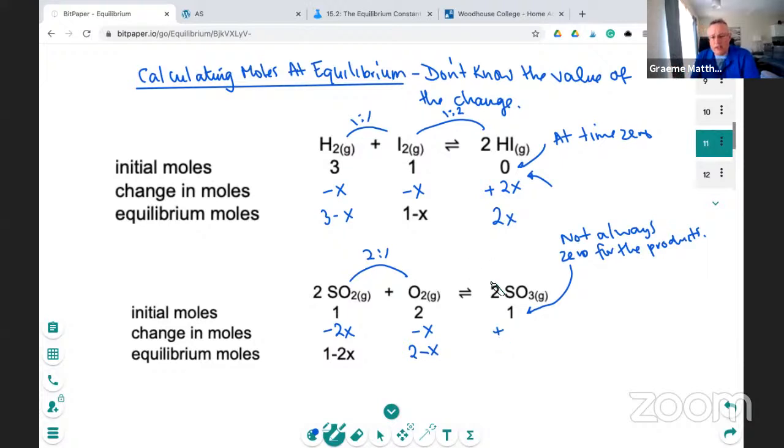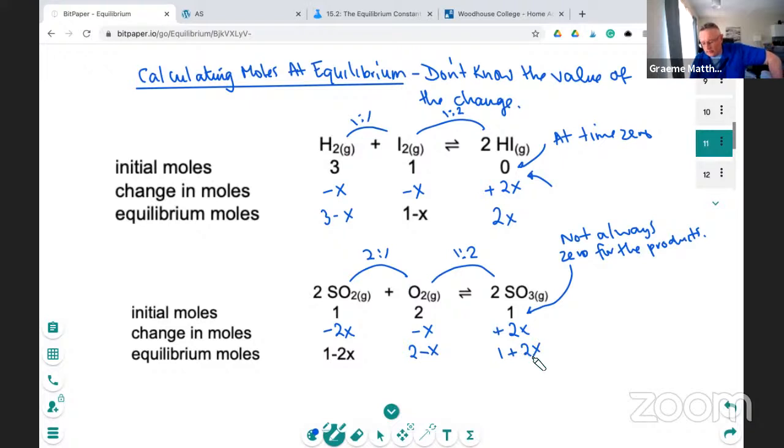So let's say, ding, ding, ding, this is going to be positive 2X like so, right? Because it's a 1 to 2 ratio like this. We daisy chain these together. This is 1 to 2. And so it's a positive 2X. And so this is 1 plus 2X, right?